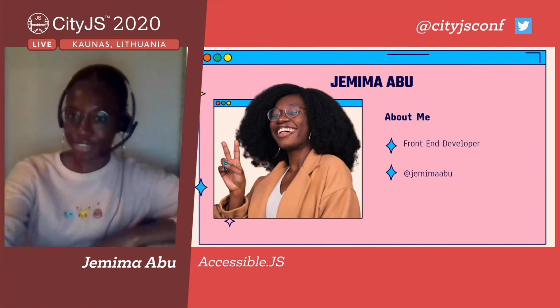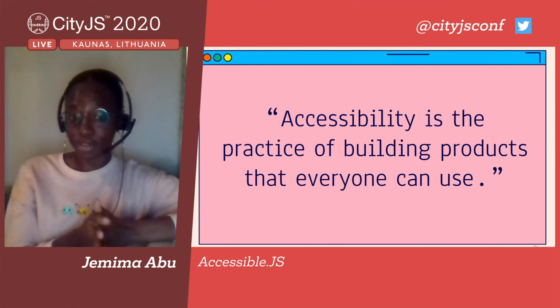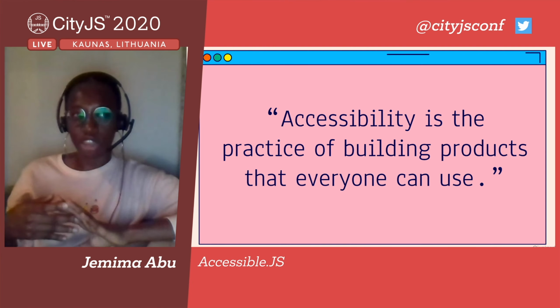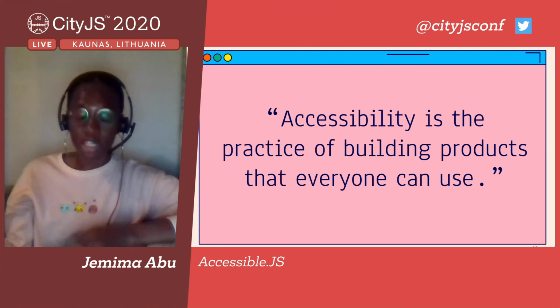What is accessibility? Accessibility is the practice of building products that everyone can use. Now I say this because it's kind of the most basic definition. And when you hear that, you would think, well, duh, what's the point of building a product that people can't use? But that is the fact.